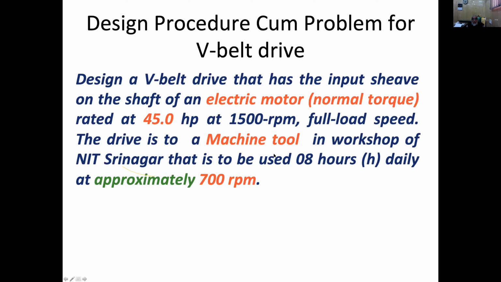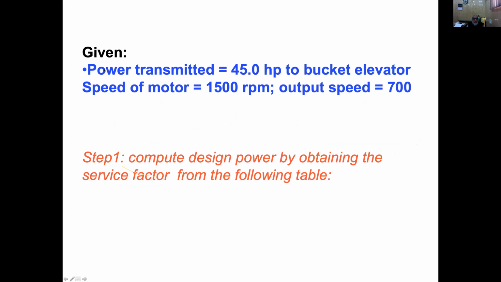So various things are given now. You can see here the input power is given, input speed is given, then the conditions of operation are given, then the machine tool is given for which this power is to be used. Now I have noted down the given parameters. Power transmitted is to be 45 horsepower to a machine tool. Sorry, there is "bucket tool" written, it is because of some mistake, so it is actually machine tool. Speed of motor is 1500 RPM. Output speed is 700 RPM.